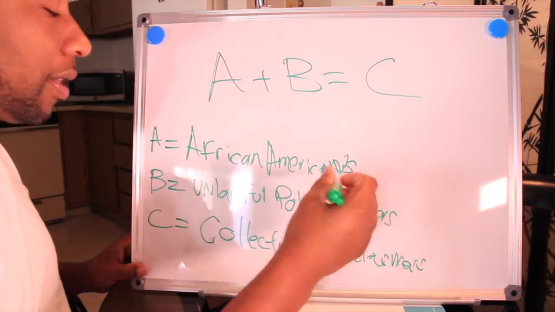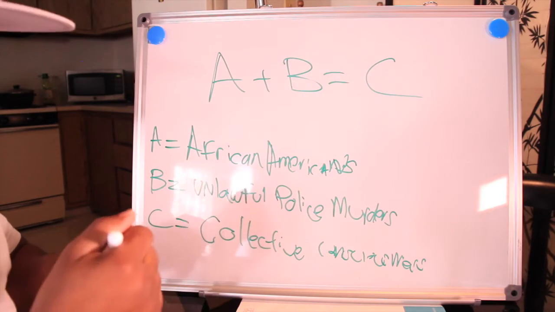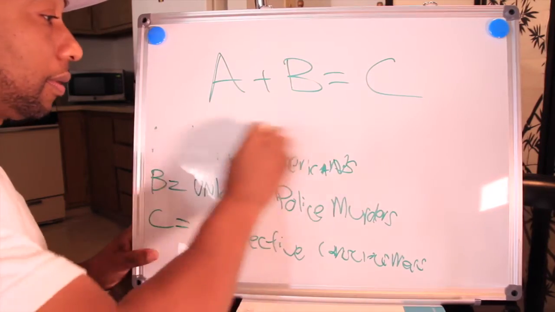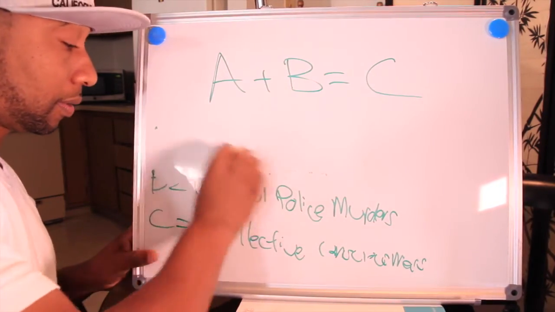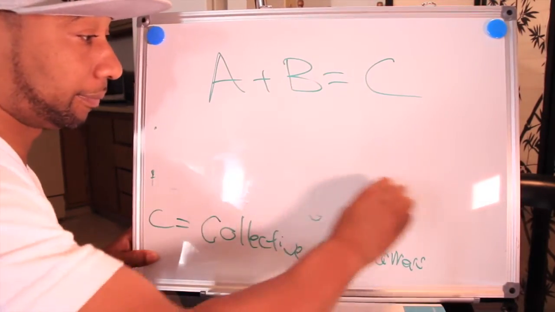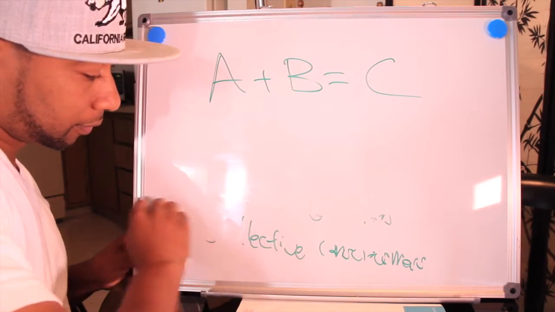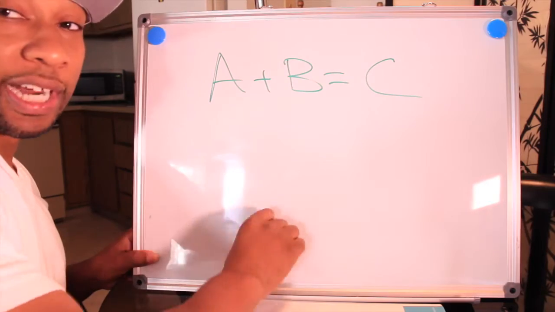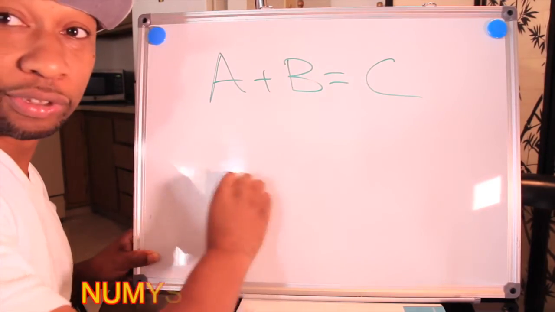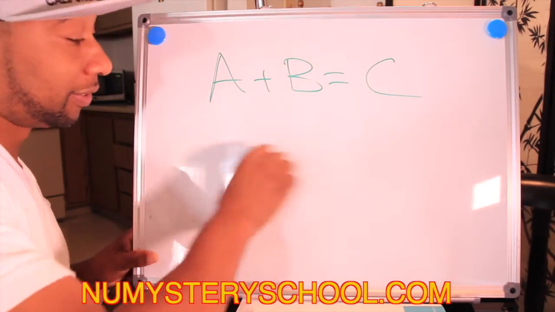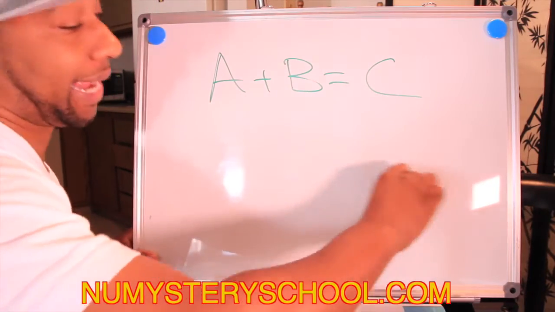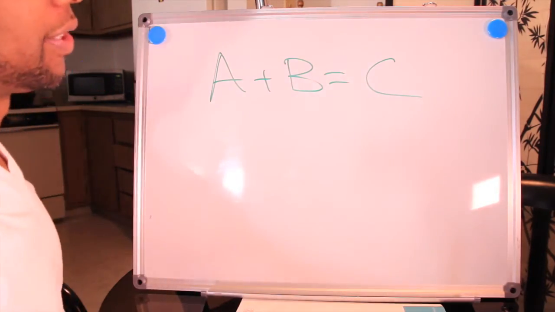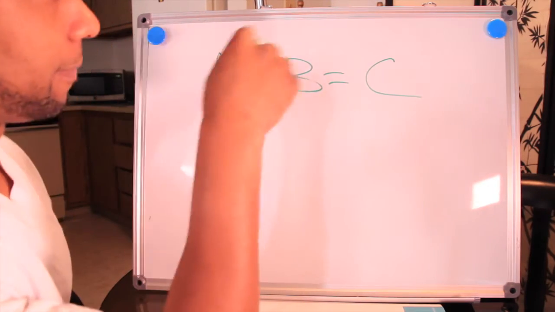All right. Erase that. Feel good having a dry erase board, I ain't gonna lie to you. I can bring it back. All right, so C equals collective consciousness. That's from the merge.